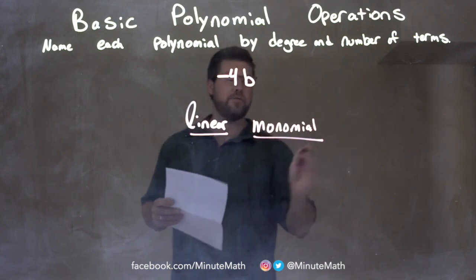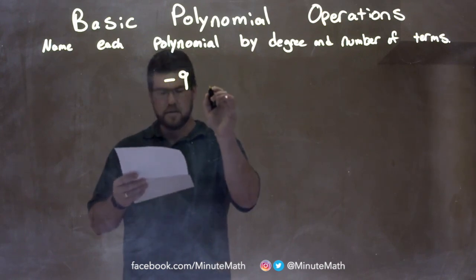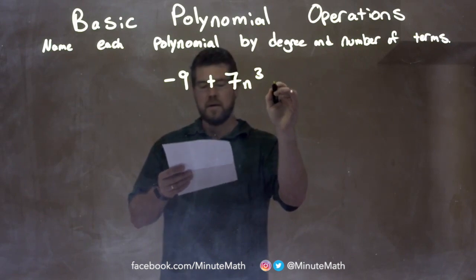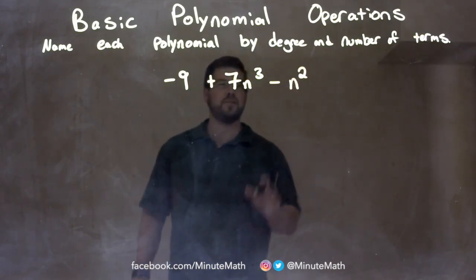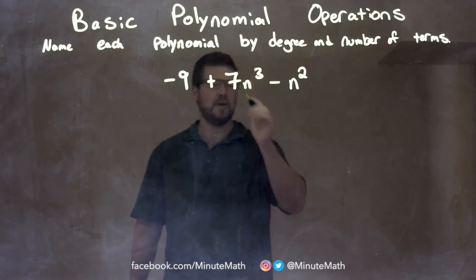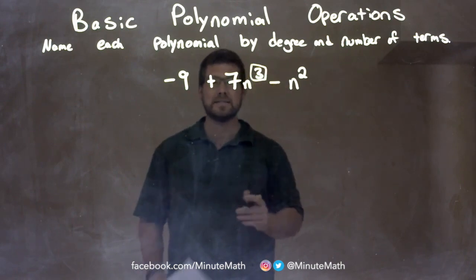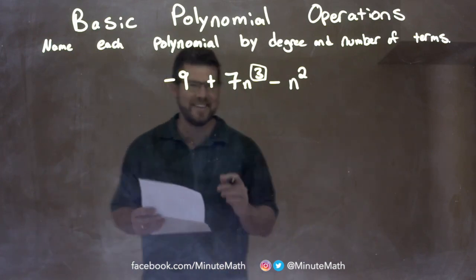And there we have our final answer: negative 9 plus 7n to the third minus n squared. Now what's tricky about this one is that they don't have the highest degree written first. When we see the highest degree, we see it's to the third power right here. That's where it is. Since it's the third power, this is a cubic.